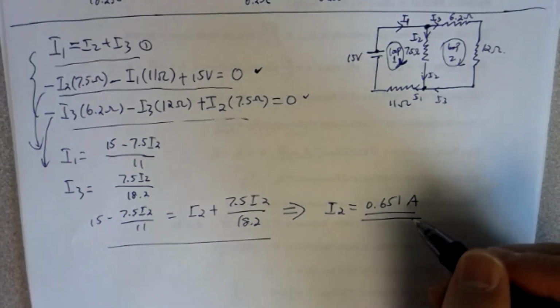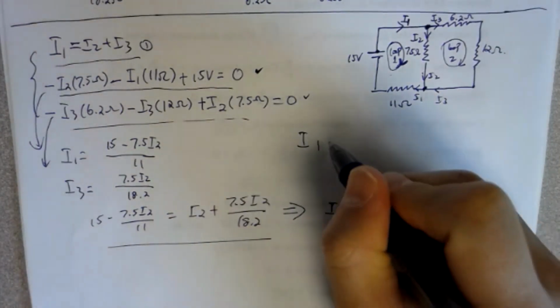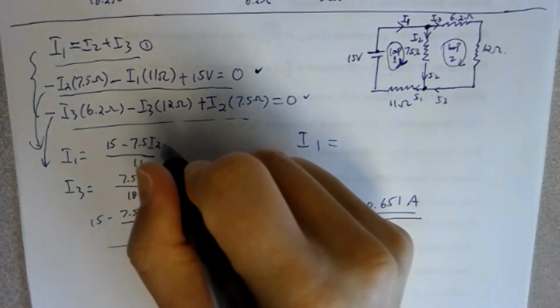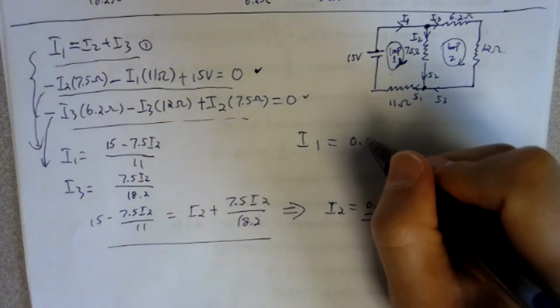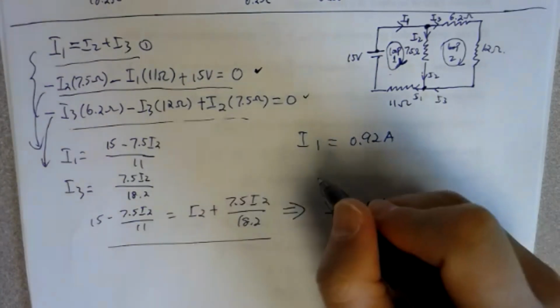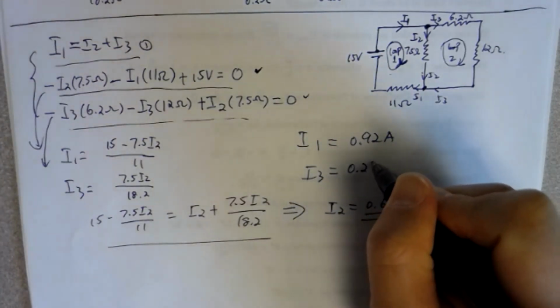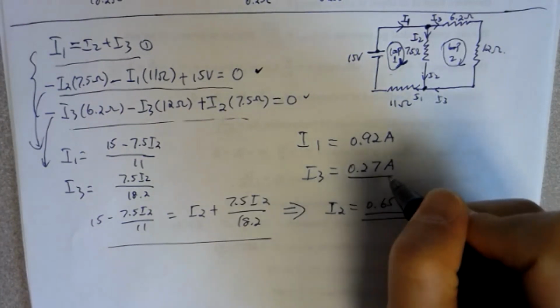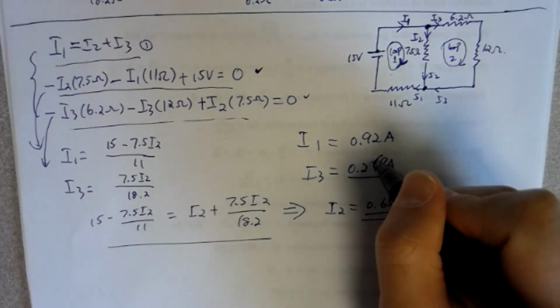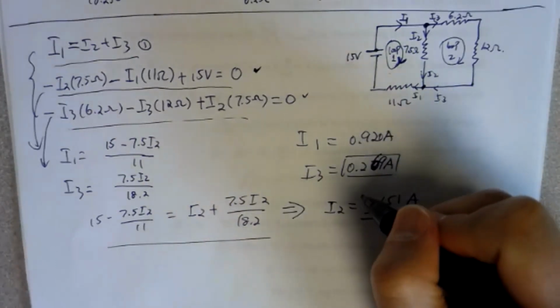Then you take that into I1. You solve for I1, I2 goes in there, and it gives you 0.92 amps. And then again, I2 goes in there and gives you I3, so I3 equals 0.27 amps, or 0.269 amps, so three significant figures maybe.